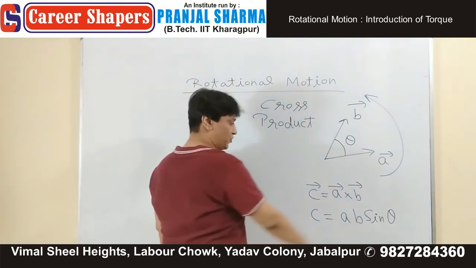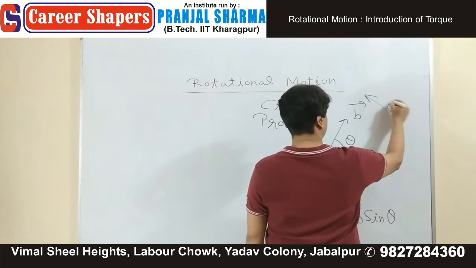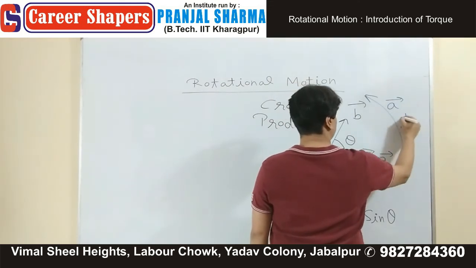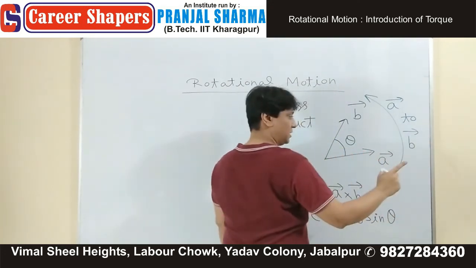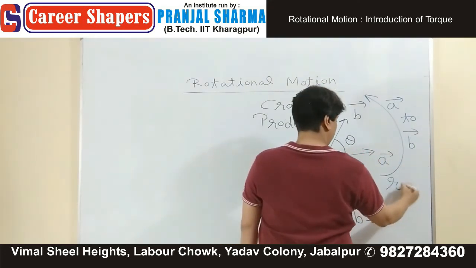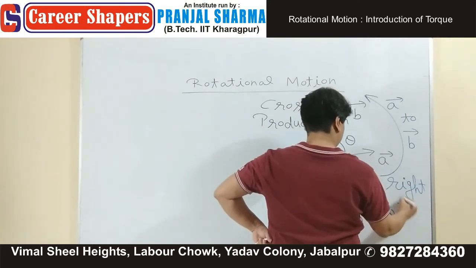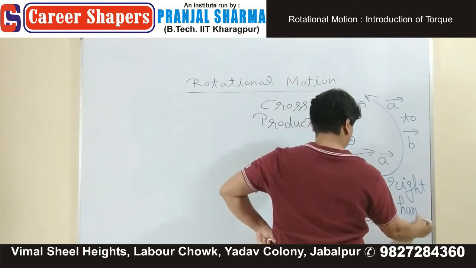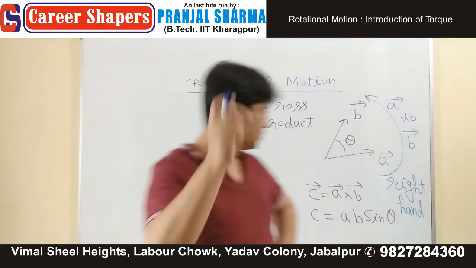Curl right hand fingers from A to B. ये जो एरो दिख रहा है ये कहां से कहां होना चाहिए? ये कर्ल कहां से कहां होना चाहिए? A to B using right hand. Put down this information and then we'll write a statement.